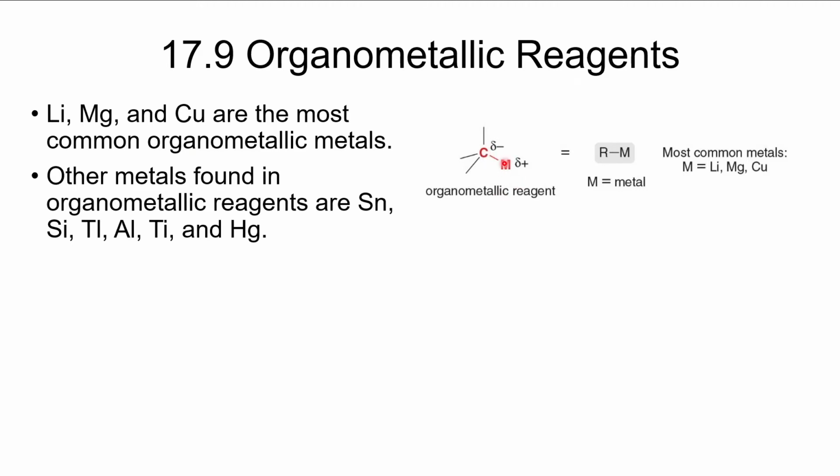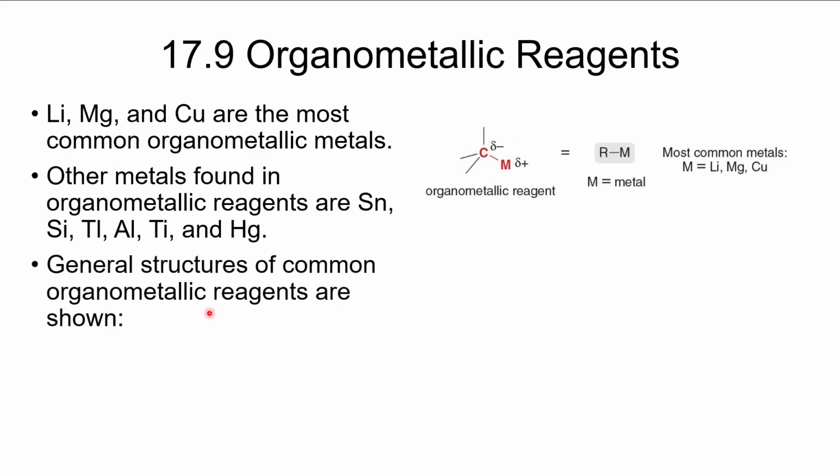And when I say it's a covalent bond, it is definitely a covalent bond, but it's a very polar covalent bond. And we'll talk about that here in just a moment. So we've got that carbon-metal bond. And again, lithium, magnesium, and copper are the ones we're going to talk about in this chapter. It is possible to do reagents that include tin, silicon, thallium, which sounds pretty dreadful. Thallium is dreadfully poisonous. Aluminum, titanium, mercury. So there are lots of options that are available. But like I said, in this chapter, we're focusing on these three metals and these three types of reagents.